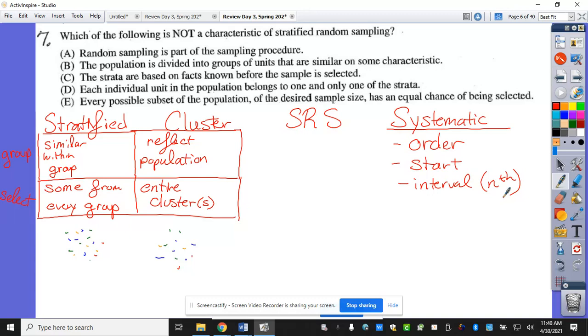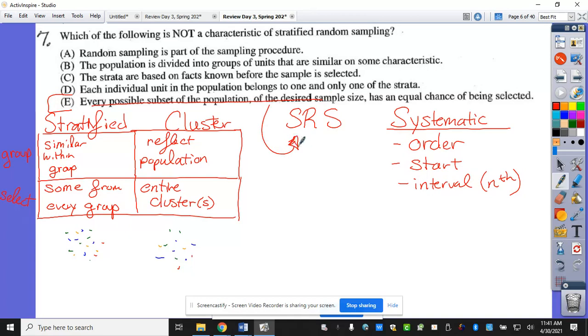But now when I order them, do I want the order to have anything to do with what I'm asking about? No. So if I'm asking GPA, I might order you by your height, because your height shouldn't have anything to do with the GPA. And then E is the definition of simple random sample.